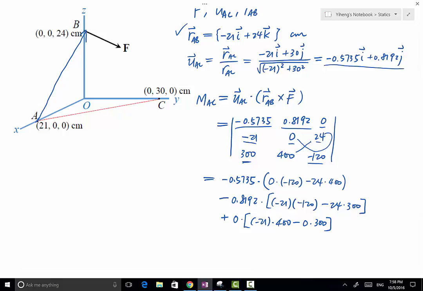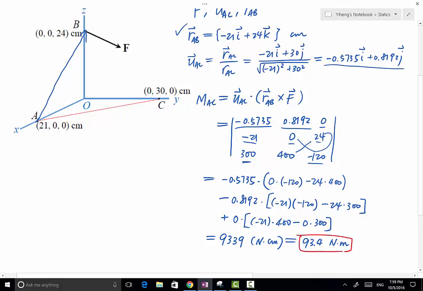So after we do the calculation, this equals 9,339 in the unit of Newton centimeter. And if we want to convert that into Newton meter, that equals 93.4 Newton meter. And that is the answer to this problem.